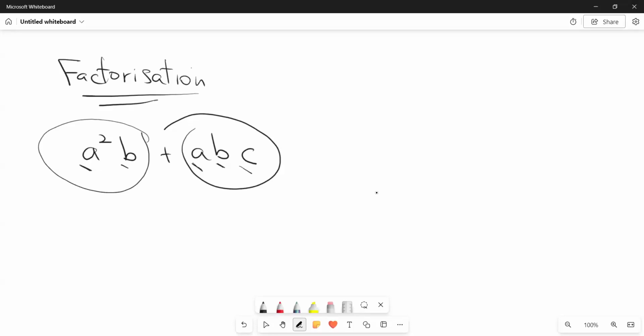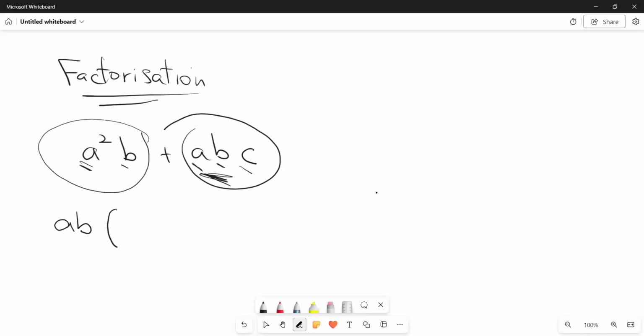But we see that A is common and B is common. So what we can do is pull that to the front and have AB, because that's common. We're not saying A square is common. We're saying A is common. The reason why A square is not common is that this term here doesn't have an A square, it just has an A. So we don't want to say A square is common. A is common, so we pull that to the front, and then B is also common, so we pull that to the front. We put a bracket here, and I'll show you where all of this came from just now.